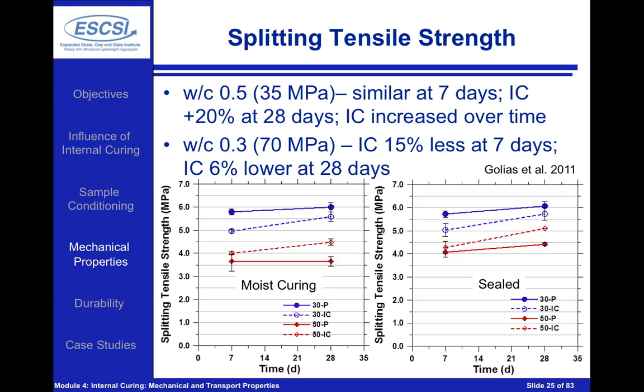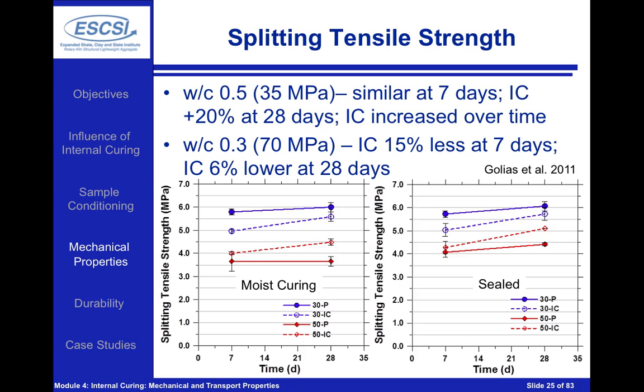First, we can look at the 0.3 water to cement ratio concrete. This is shown in blue, and what we will typically see with our high strength concretes, this happens to be a compressive strength of 70 MPa, 0.3 water to cement ratio, we see a slight reduction in the tensile strength of these concretes. Here we can see the internally cured concrete has about 15% lower strength at 7 days, and maybe a 6% lower strength at 28 days.